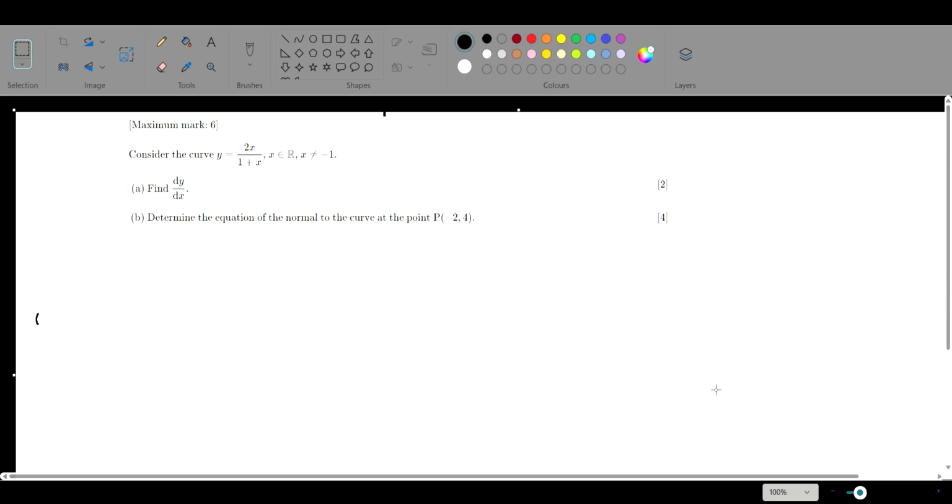What is the dy over dx? So that'll be 2 over 1 plus x squared. And then the equation of the normal line is minus 1 plus x squared over 2 minus a half.